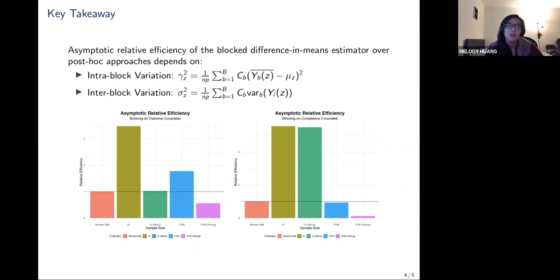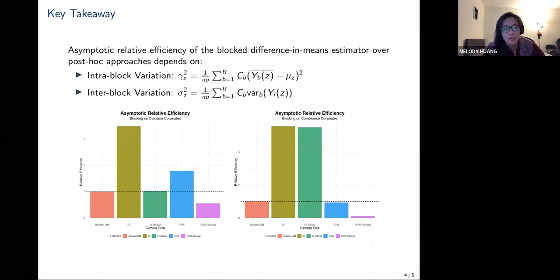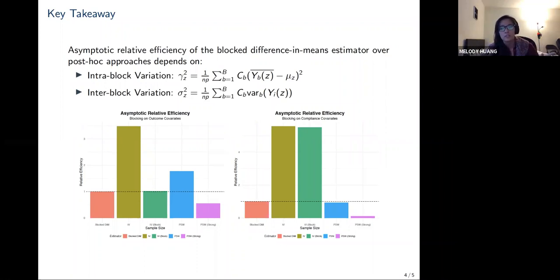If we look at just the blocking literature, a lot of it, blocking tries to minimize the intra-block variation. So within the block, you want as little variation as possible. And by doing so, it maximizes the inter-block variation, the variation between the different blocks. Depending on how well those covariates are able to explain that variation, you're going to get different asymptotic relative efficiencies. And so I've simulated two examples here.